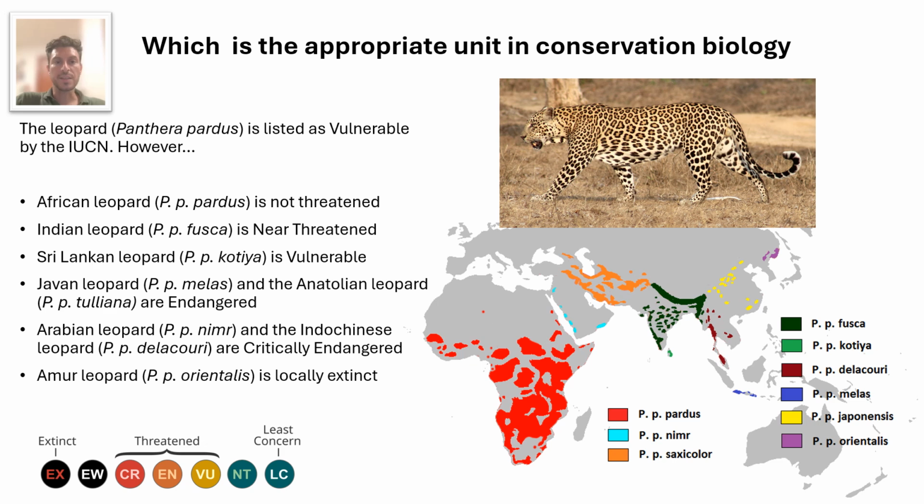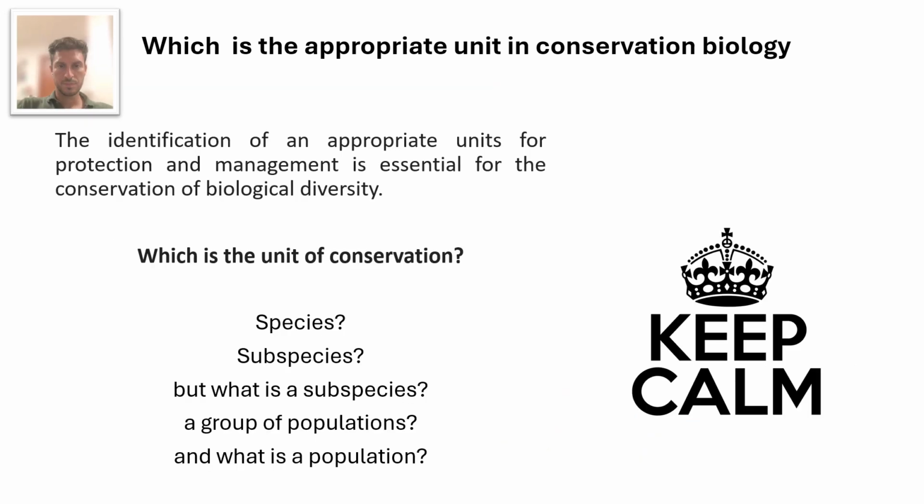In contrast, the Indian leopard is considered near threatened. The Sri Lankan population is considered vulnerable. The Javan and the Anatolian leopard are endangered, while the Arabian and the Indochinese leopard are critically endangered. And finally, the Amur leopard is considered locally extinct. Which is the appropriate unit of analysis in conservation biology? The population, the species, the subspecies?